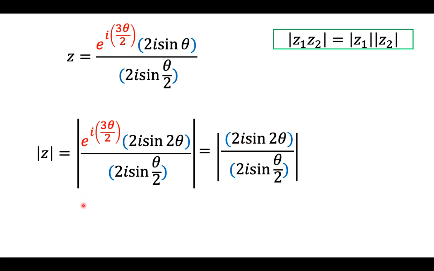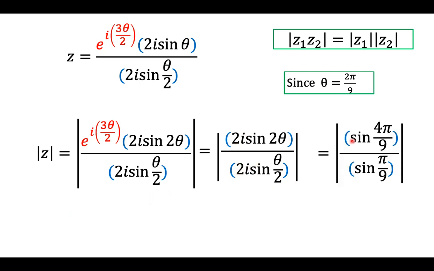And we just go back to our substitution. Since θ was 2π/9, we're just going to substitute it in. And we can see that the two i's cancel out nicely. And because those numbers are both positive, it's just a real number. So for the modulus of a real number, we can ignore the modulus sign, and we have the result that we require. And that's the end of the question.